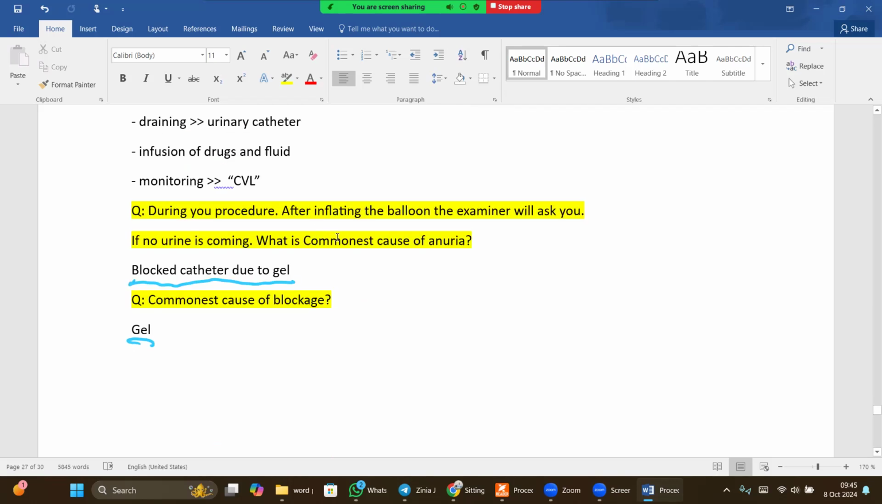During your procedure, after inflating the balloon, the examiner will ask you, if no urine is coming, what is the commonest cause? Blocked catheter due to gel.